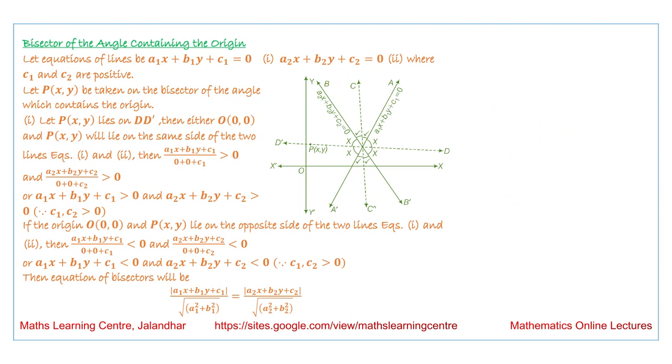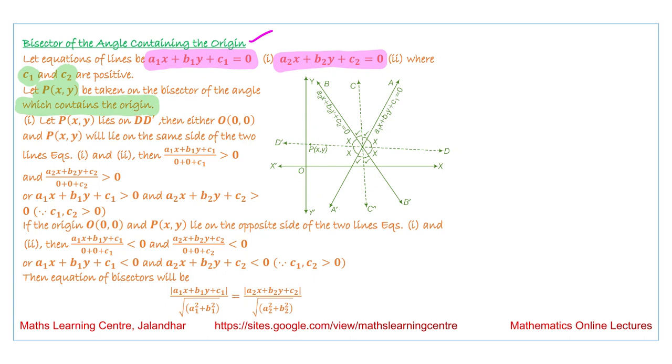Next is the bisector of the angle containing the origin. Again we have two lines. The first equation is a1x plus b1y plus c1 equals 0, and the second is a2x plus b2y plus c2 equals 0, where c1 and c2 are positive. Now we take P(x, y) on the angle bisector which contains the origin. This is on the side which contains the origin.